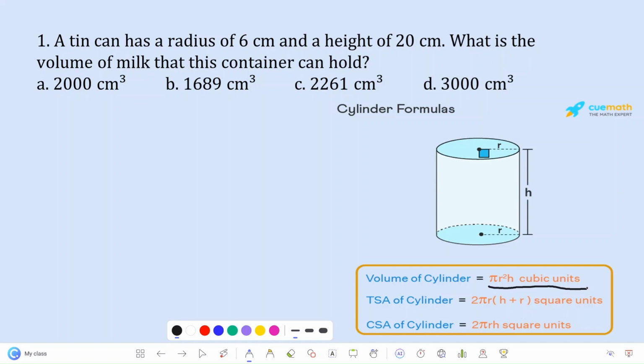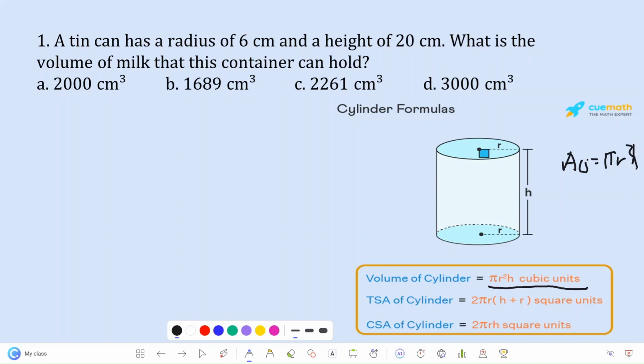So, paano ba ito naging pi r squared h? Di po ba ang area ng circle is pi r squared? That's area of a circle is equal to pi r squared. Ngayon po, pag dinagdagan mo siya ng height, ang mangyayari po ay magiging volume na siya. So dito, may isa tayong variable, ang height. So kapag minultiply mo siya sa height, ay makukuha mo na ang volume ng cylinder. Okay? Ang base area po, ito yung circle. So that is pi r squared. If we multiply it by h, that is the volume already of a cylinder.